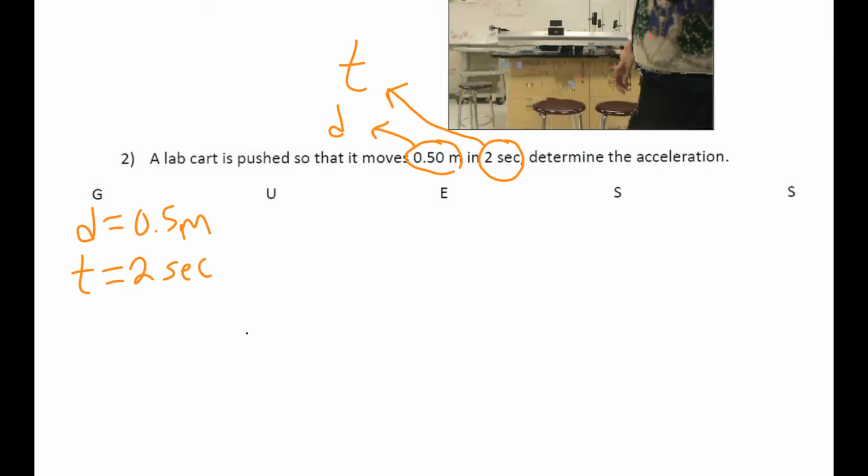We move on to the next one, which is our unknown. It says here, determine the acceleration. Again, this is our unknown, so acceleration is equal to a question mark, which is our unknown. Last step I'm going to do for you is write down the equation. Same equation as before, same equation for all of them, and that's the acceleration is equal to 2 times the distance divided by T squared. And then you guys can solve the rest.